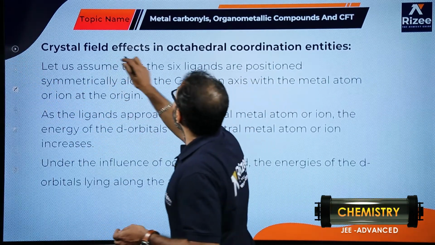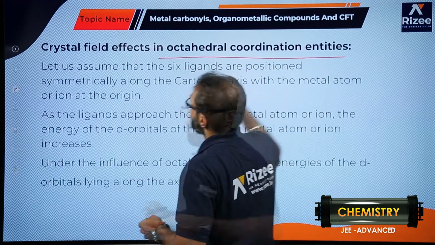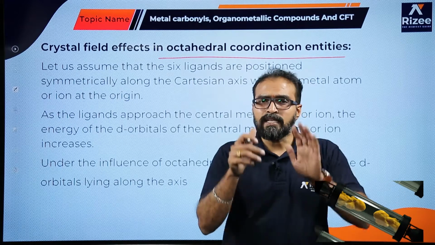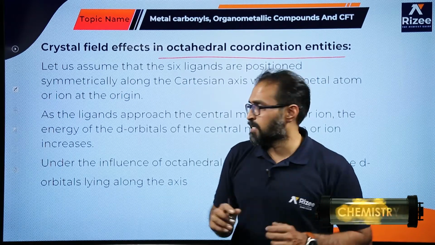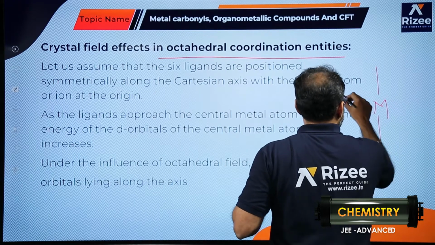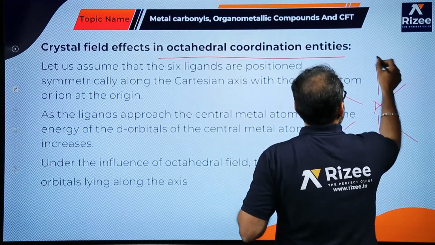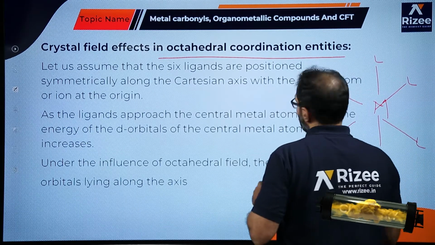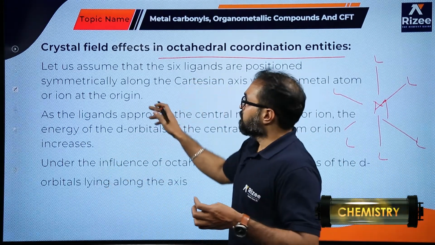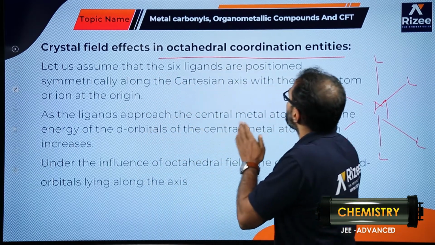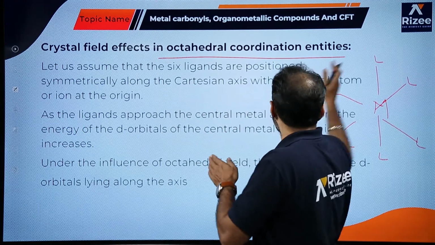Now, crystal field effect in octahedral coordination entities. In octahedral complexes, how many ligands are present? 6 ligands are present. For example, take a metal; these are the ligands. They are present along the axis. Let us assume that 6 ligands are positioned symmetrically along the axis.